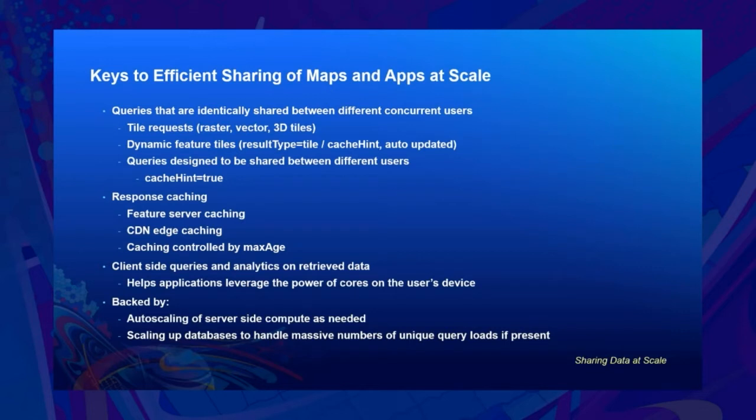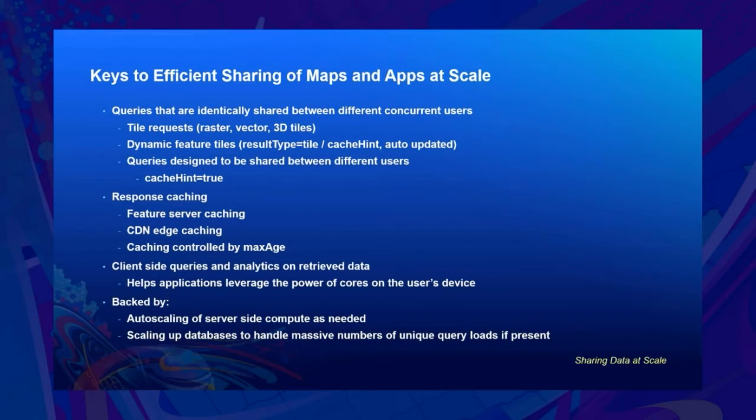And what's going to happen is that this kind of query has a big advantage of being able to be cached and reused across different concurrent users. That's because the boundary of that tile is fixed according to a tiling scheme. So that will allow you to reuse the response without going back to the database, which wouldn't give you the scale that you need. So the first thing you look at is tile requests, dynamic feature tiles, and we know what that is.